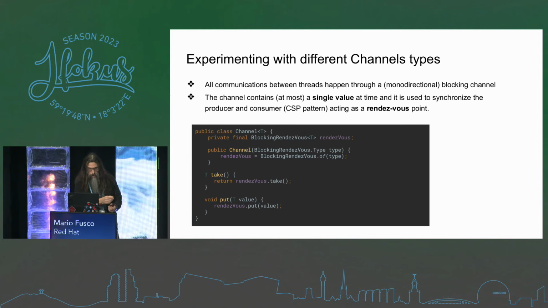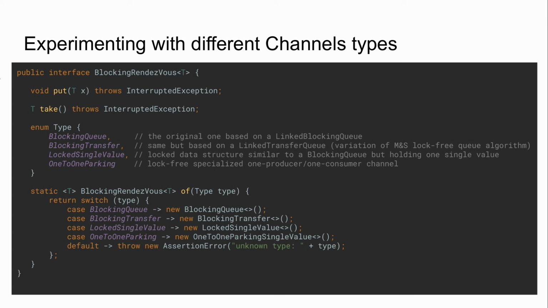So I used a linked transfer queue instead of a blocking channel. This is a blocking queue. This is also a data structure that is available on the JVM. It has a variation of the Michael Scott lock-free algorithm, so it should be a little bit faster than the original blocking queue. And then I have 2 custom-made implementations.